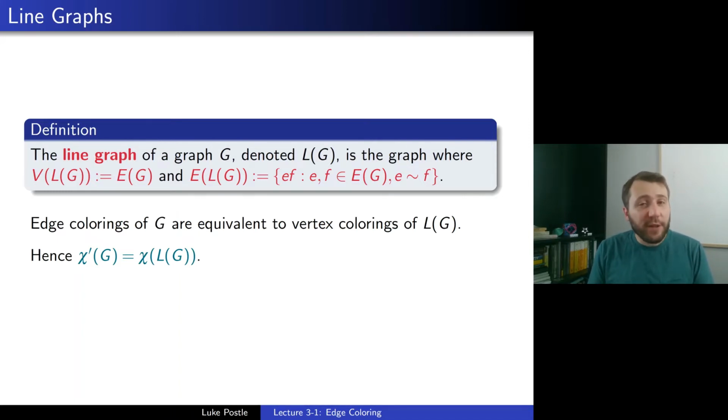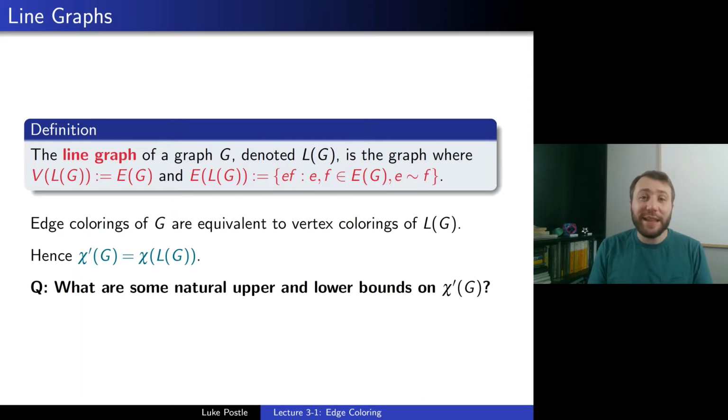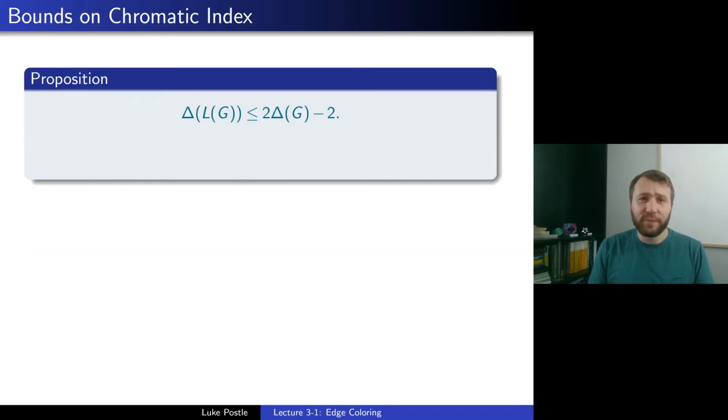But it becomes very interesting for the types of bounds that you're able to prove on this special class of graphs. So a natural question again here is, what are some natural upper and lower bounds on this chromatic index chi prime of G? Well, since we know about vertex coloring, we can take some of the bounds we learned there and apply them to line graphs. So what bounds on the chromatic index can we get this way?